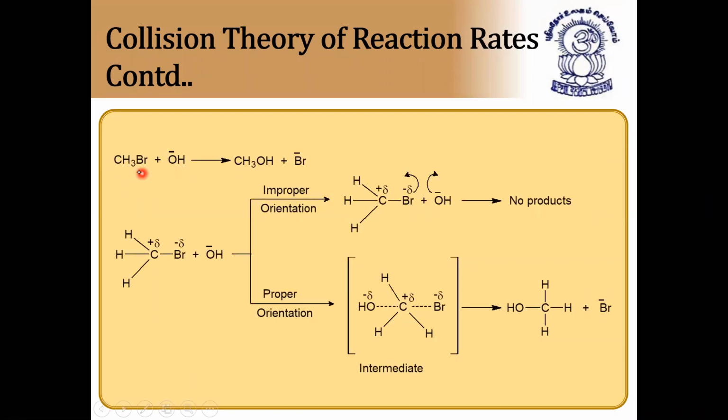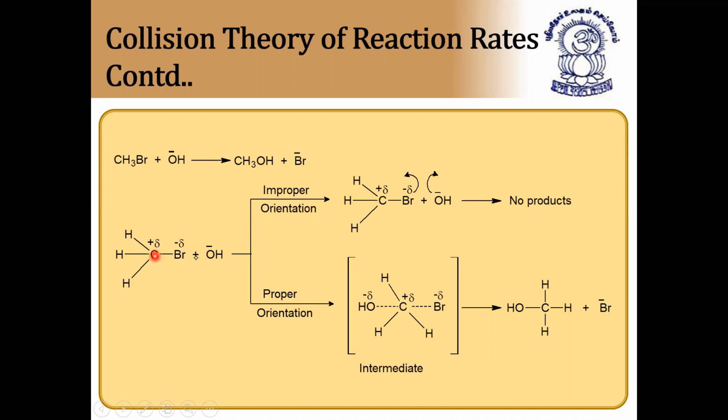Let us take into consideration methyl bromide reacting with potassium hydroxide. It forms CH3OH plus Br minus, from OH minus. Suppose the incoming nucleophile and the outgoing nucleophile are in the same direction, then no product. That is improper orientation. Here OH minus is coming this way, Br minus should leave from the opposite side. What should happen is that OH minus should replace Br minus.